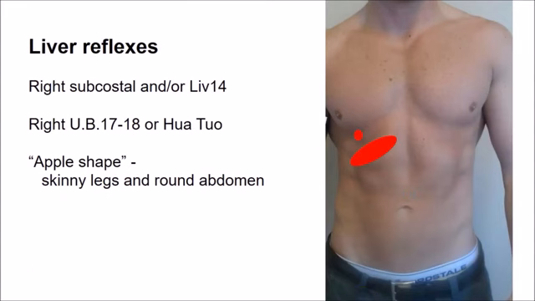The liver type shows pressure pain on liver 14, or more typically, under the ribs on the right side. On the back, the area of UB17 and 18 will be raised and or painful. Some liver types also show pressure pain on right liver 2. While the typical spleen type is supposed to be the pear shape, the typical liver stereotype is the apple shape. That is, a big round abdomen with skinny legs.